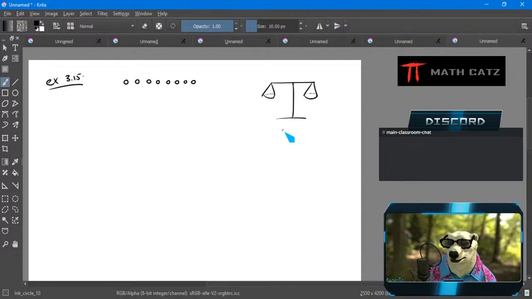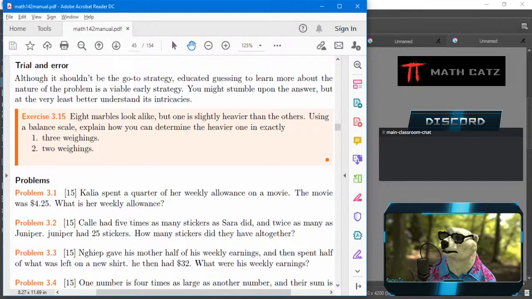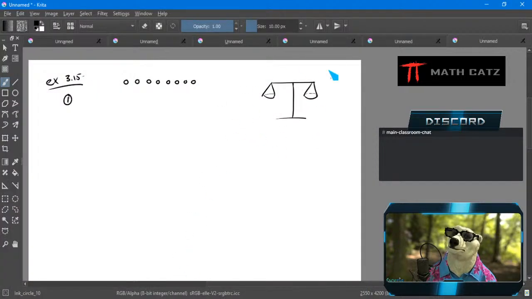Now I can use this. Let's say here number 1. I can use the scale, what does it say? 3 times. I can use it 3 times only. And after I'm done using it, I have to have a single marble in my hand, and that has to be the heavy one. And they look identical. But I want to be sure that everyone understands the question first.